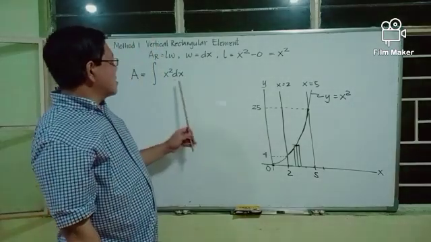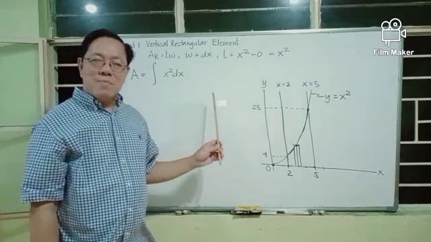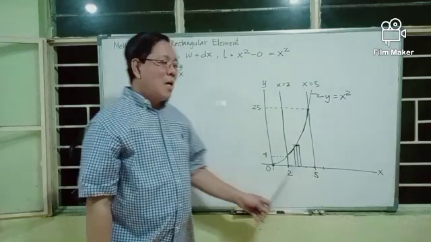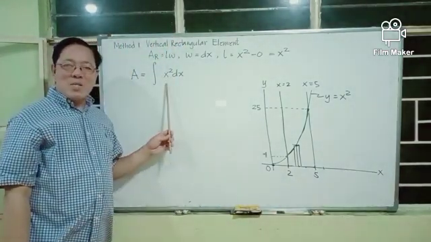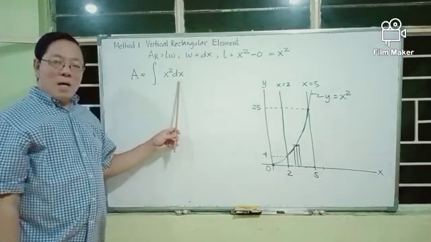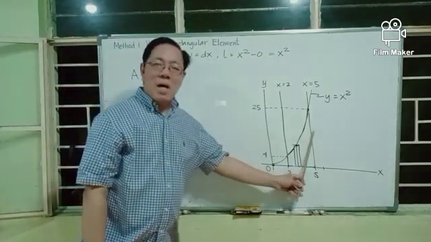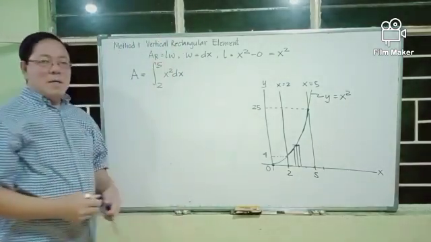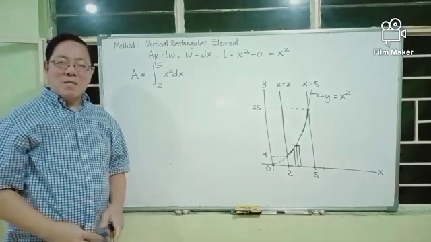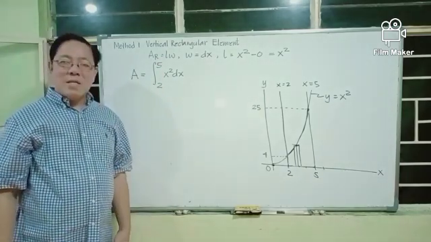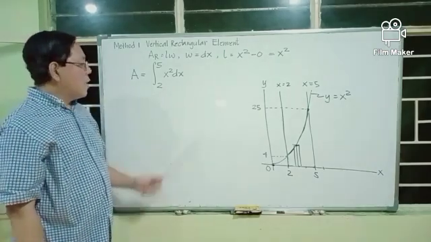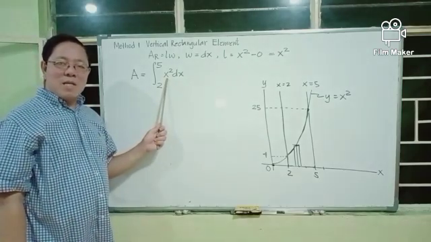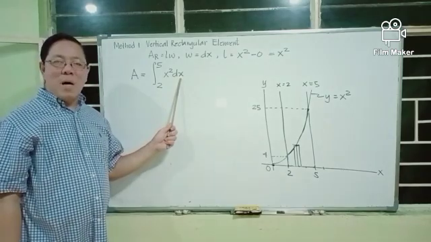And each rectangle has an area of x squared dx. And the rectangles can be drawn from x equals 2 to x equals 5. Therefore, we evaluate this expression, x squared with respect to x, from x equals 2 to x equals 5. And the value of this definite integral is the required area. We now evaluate. Treat this as an indefinite integral. Integrate x squared with respect to x by applying the power rule.